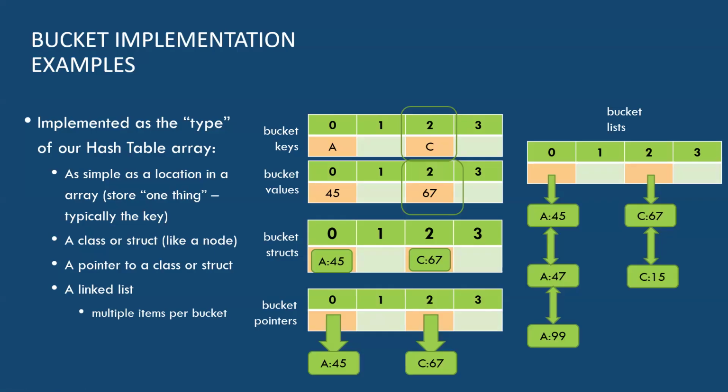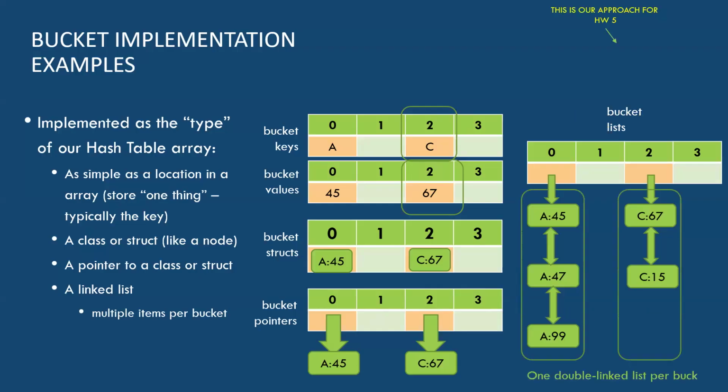So this is what we call separate chaining. The strategy that we're seeing here is called separate chaining. And this is what we're going to use for homework 5. So that's our homework 5 approach using doubly linked lists. We'll need to hash, find the bucket, and if we don't want to allow duplicate keys, we're going to need to search to figure out if there's one there already.